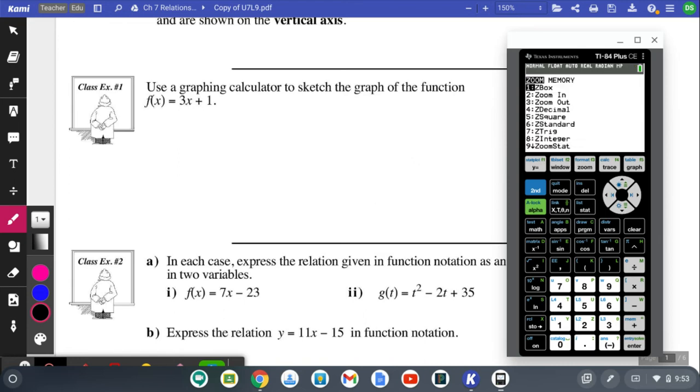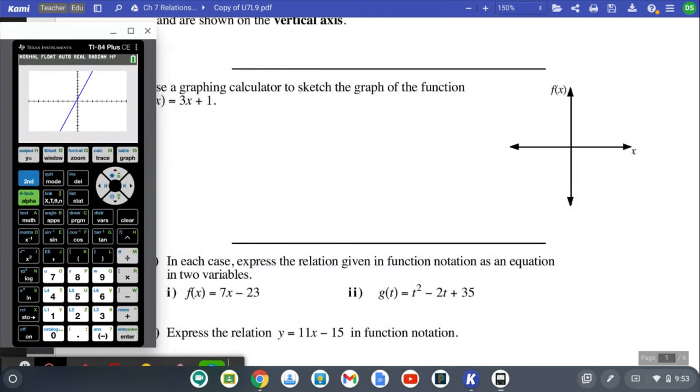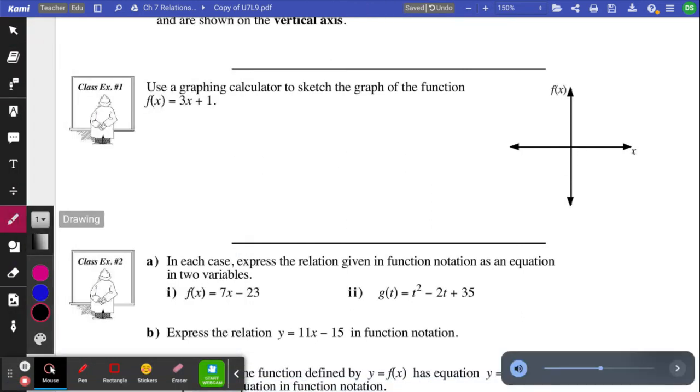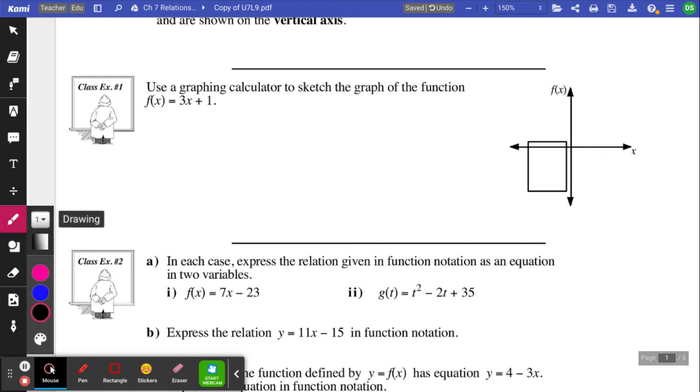I'm going to hit Zoom 6 to be standard Windows. And there comes my picture. So take that little picture, put it on your page. It does not go through 0, 0. It goes through 1, actually. Oh, wow. Got all kinds of funky things going on.